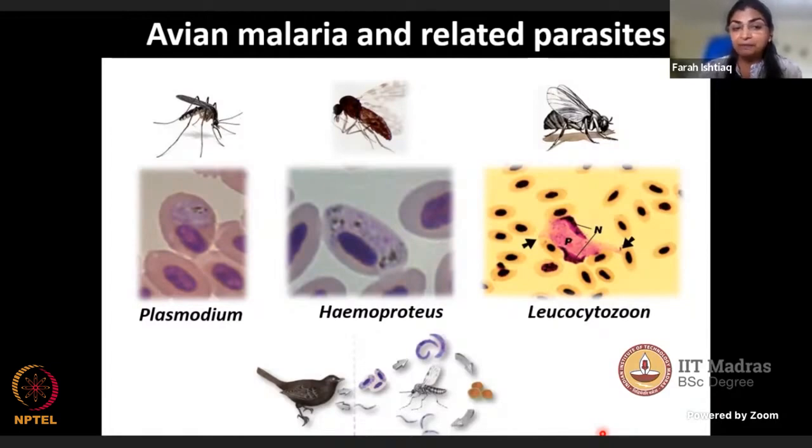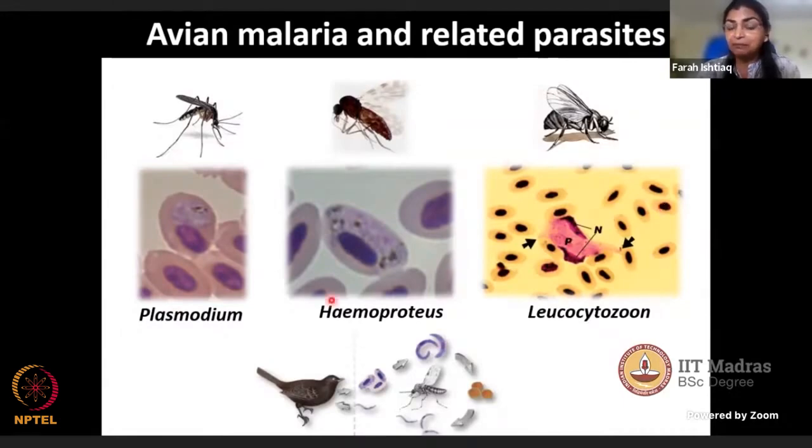And it can be caused by a group of parasite genera, including Plasmodium, which is transmitted by mosquitoes. There are Haemoproteus parasites, which are transmitted by Culicoides, which are also very tiny insects that usually congregate or breed near areas where you have livestock. And the third group is Leucocytozoon, which usually affects the white blood cells, and it is transmitted by black flies. Now, the transmission cycle of all these three parasites is pretty similar, except only the infections coming from Plasmodium parasites are referred to as malaria, and the other two are called malaria-like parasites.